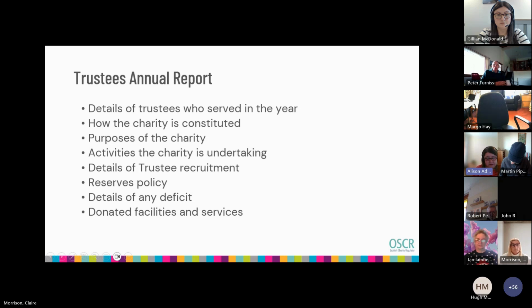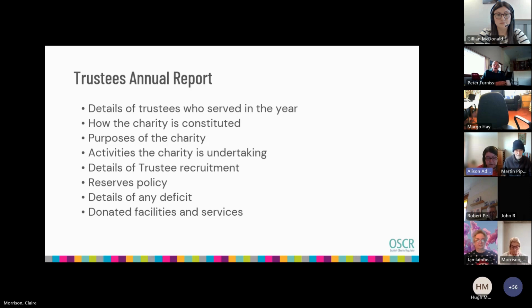The 2006 regulations set out specific requirements for the content of a trustee's annual report. The report should contain details of trustees who served in the year. This includes trustees serving at the date the annual report is approved, and also anyone who has been a charity trustee during the financial year covered by the accounts.